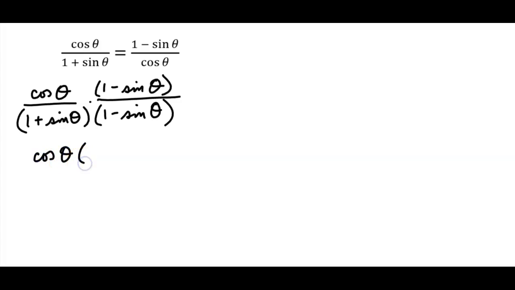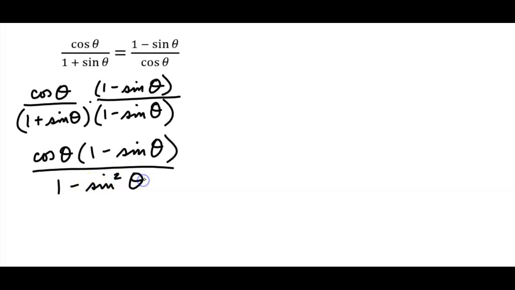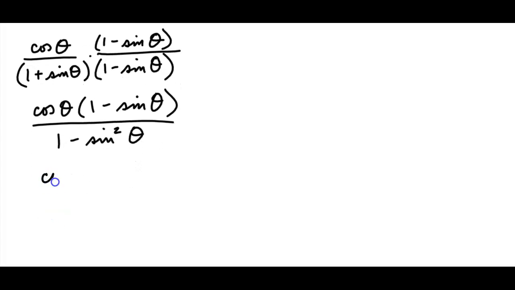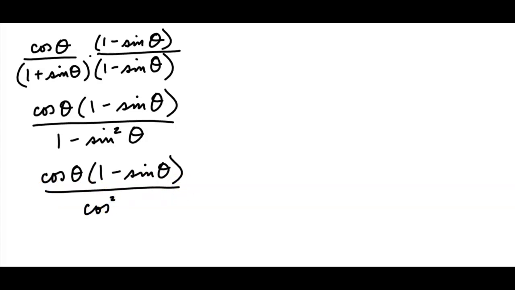So cosine theta times 1 minus sine theta. And then in the denominator, you have those conjugates, so it's going to multiply to be 1 minus sine squared theta. But the 1 minus sine squared theta, we can replace. And so we're going to have cosine theta times 1 minus sine theta over cosine squared theta. So we're almost done.